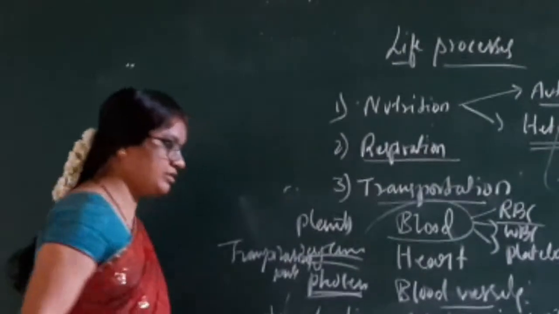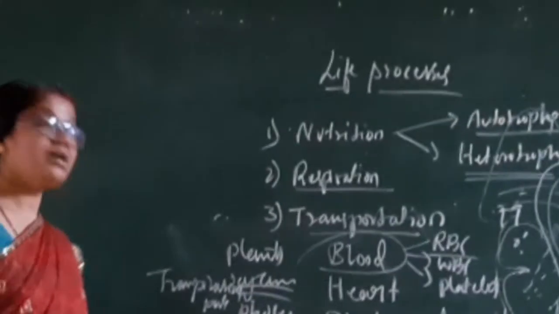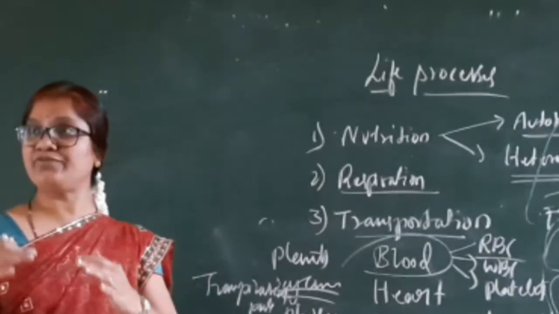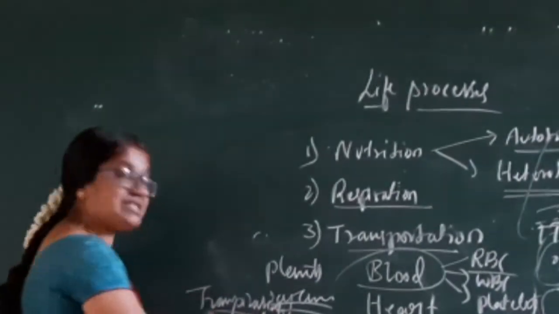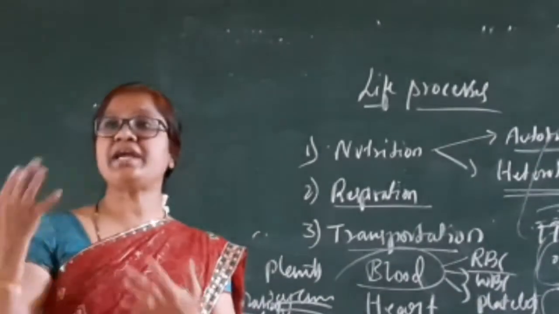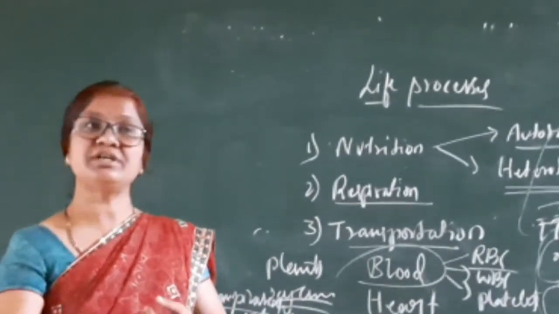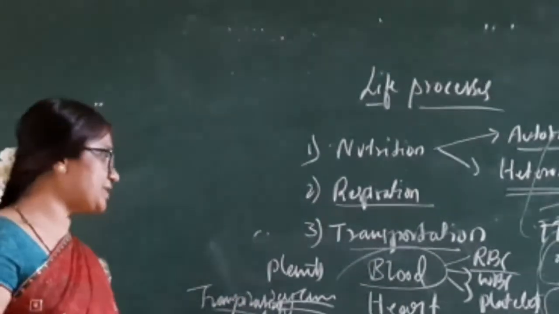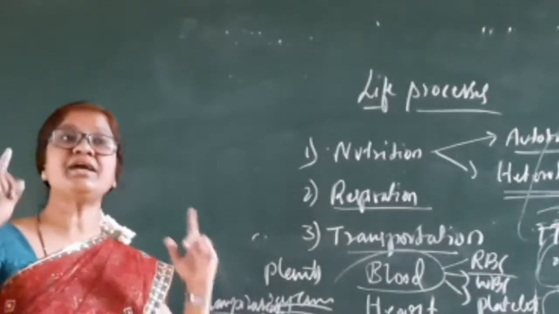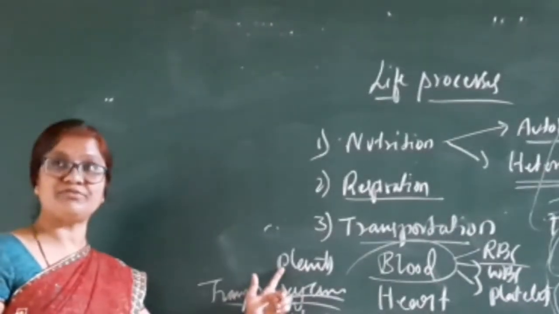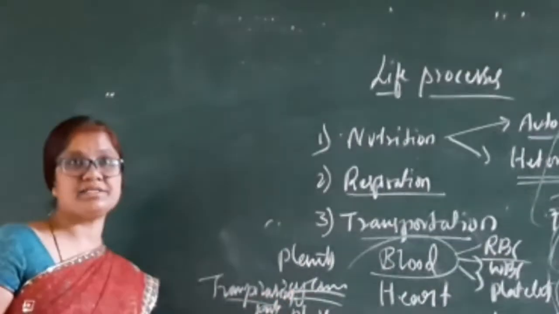What is translocation? The movement of soluble food in the form called sucrose from the leaf to different parts of the plant. What is transpiration pull? It is a suction force created by the transpiration. As a result, the water is absorbed from the roots till the tip of the shoot, and that is because of the suction force created by transpiration, and that is called transpiration pull. So in the transportation of plants, it is by xylem and by phloem.